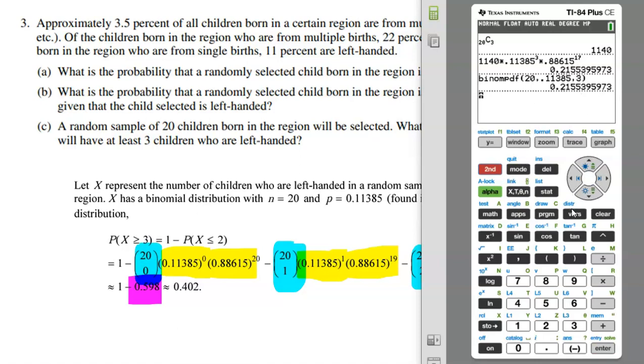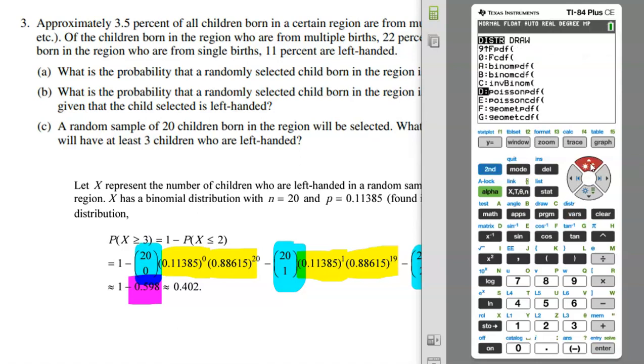So what I can do is go second vars, do a binomial PDF, and do 0, do 1, do 2, write down those 3 separate answers, and then subtract each of them away from 1. That way I'm left with everything else, which is 3 or more.